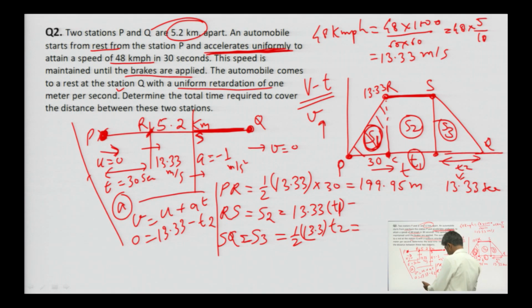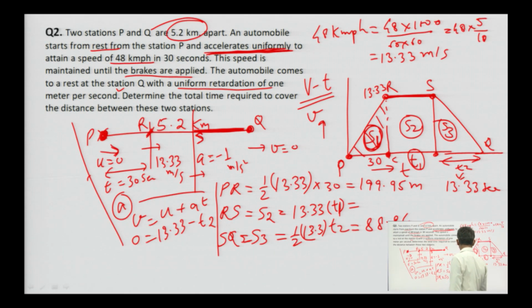So, what is that value? 13.33 divided by 2, multiplied by the same 13.33. So, that value is 88.84.